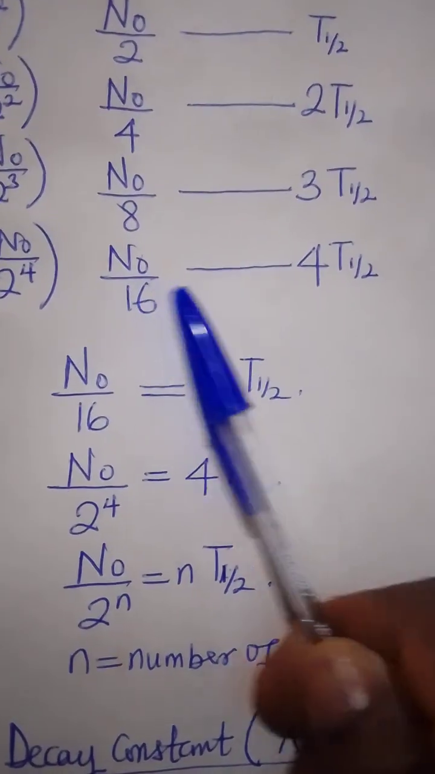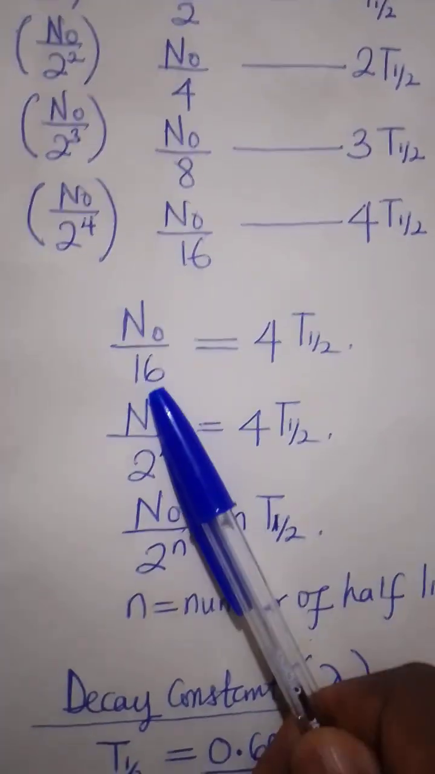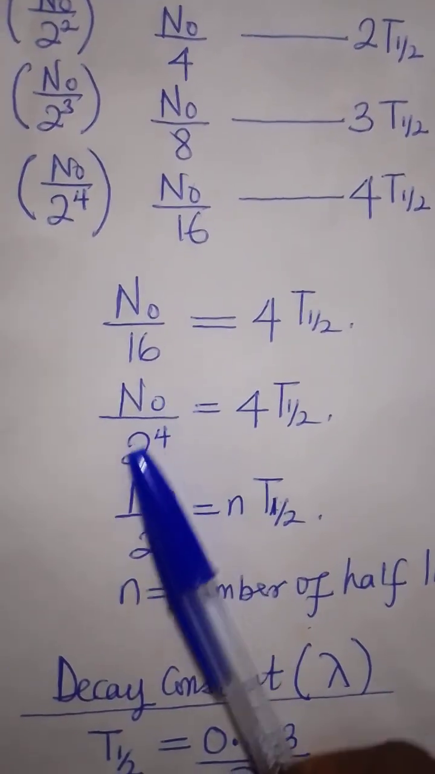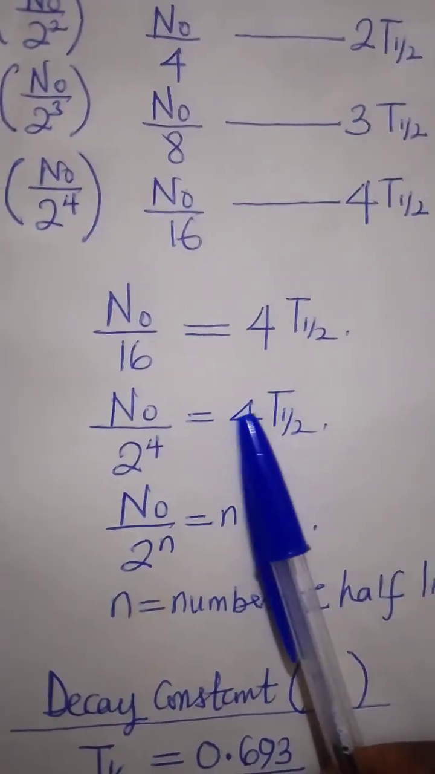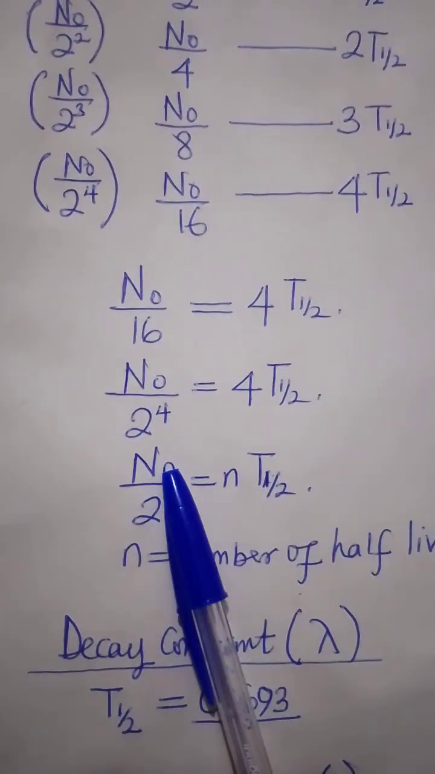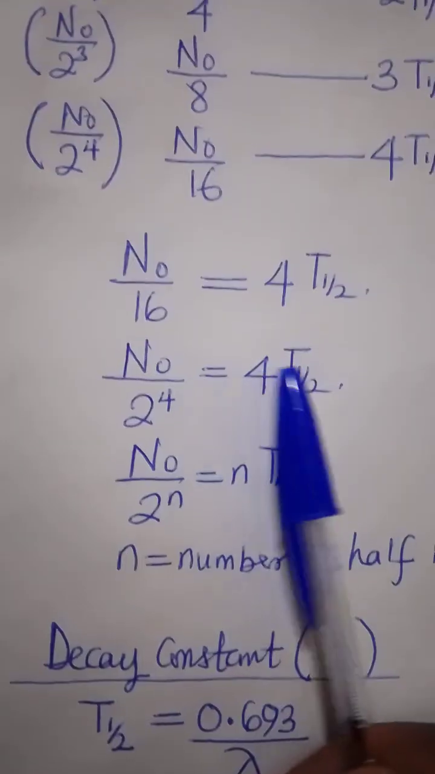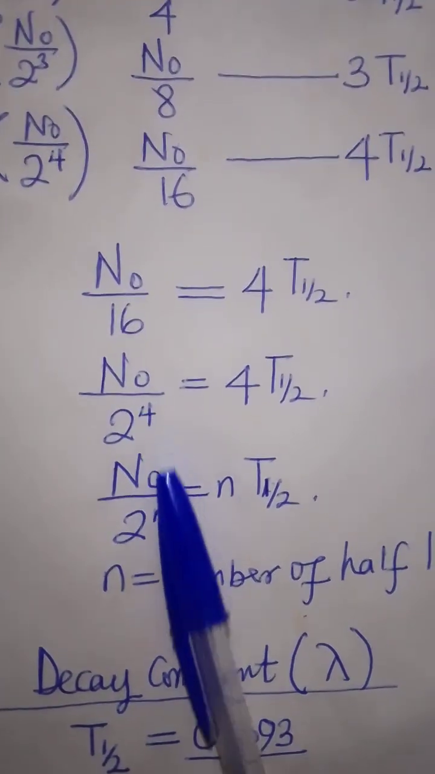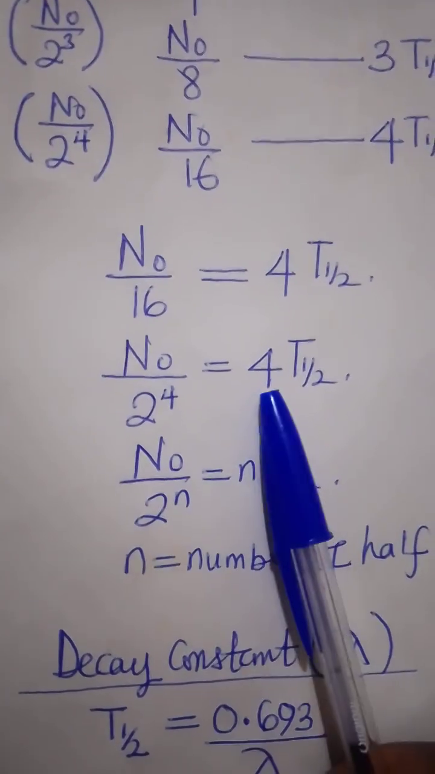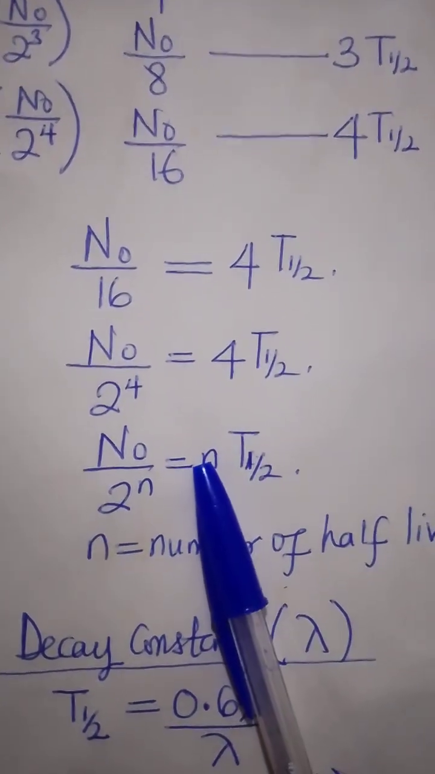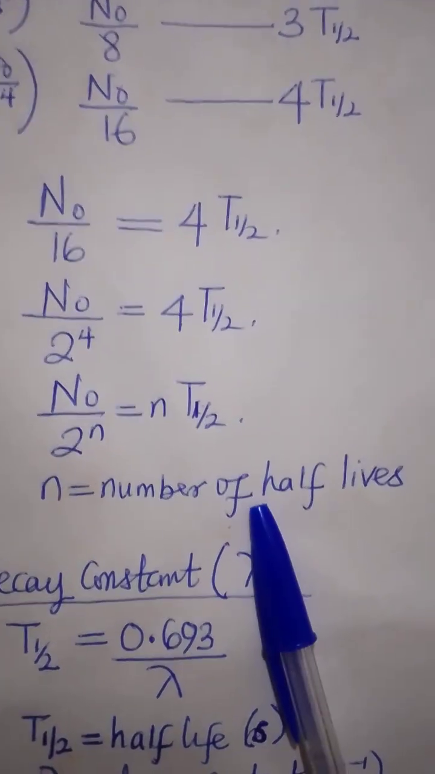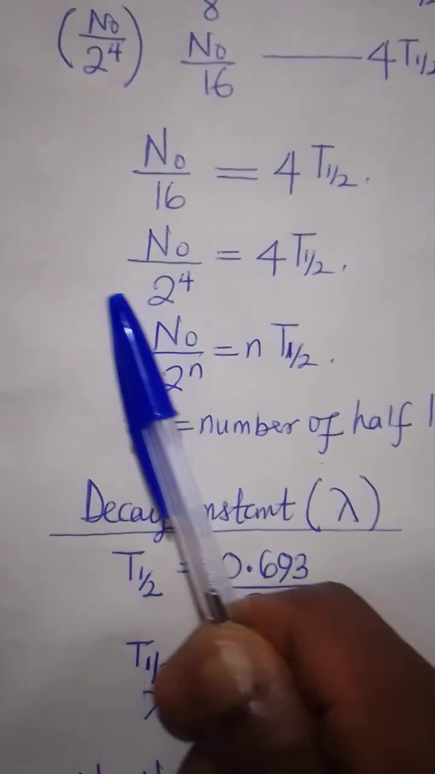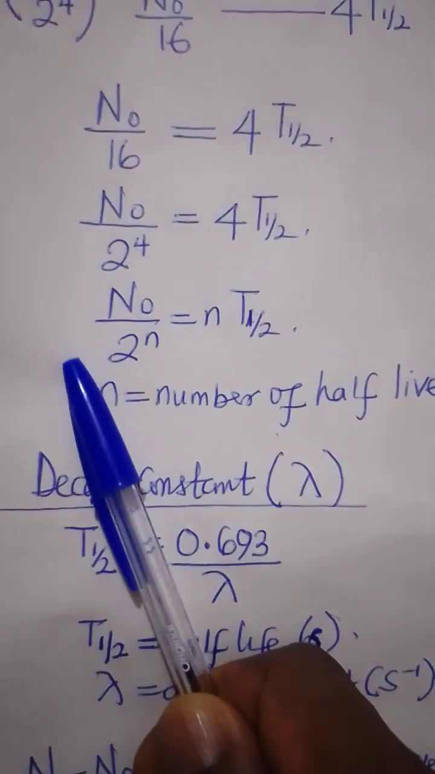So if we take this out, N0 over 16 is 4 half-lives. N0 over 2 raised to the power 4 is 4 half-lives. So we have N0, and let's represent the 4 here with small letter n, where n is the number of half-lives. This formula is very instructive. We'll use it later on.